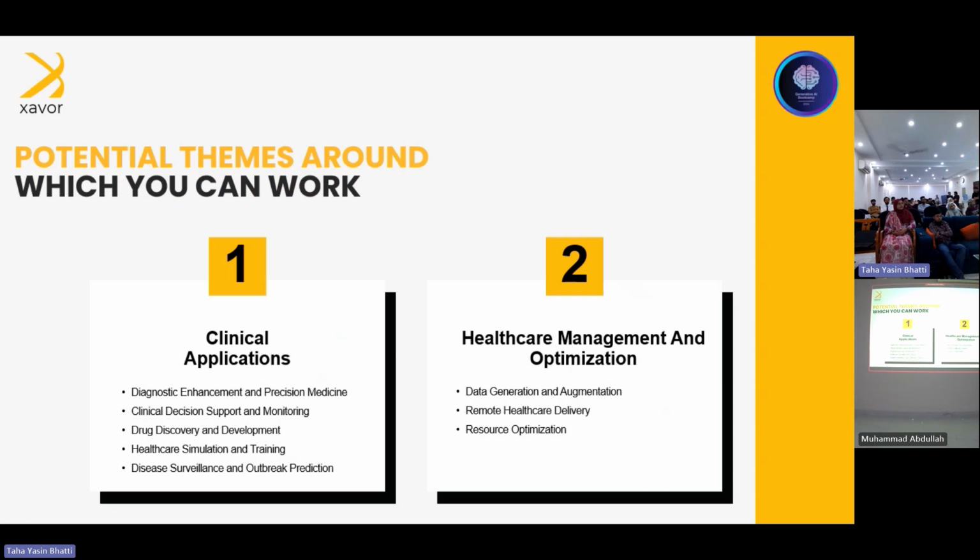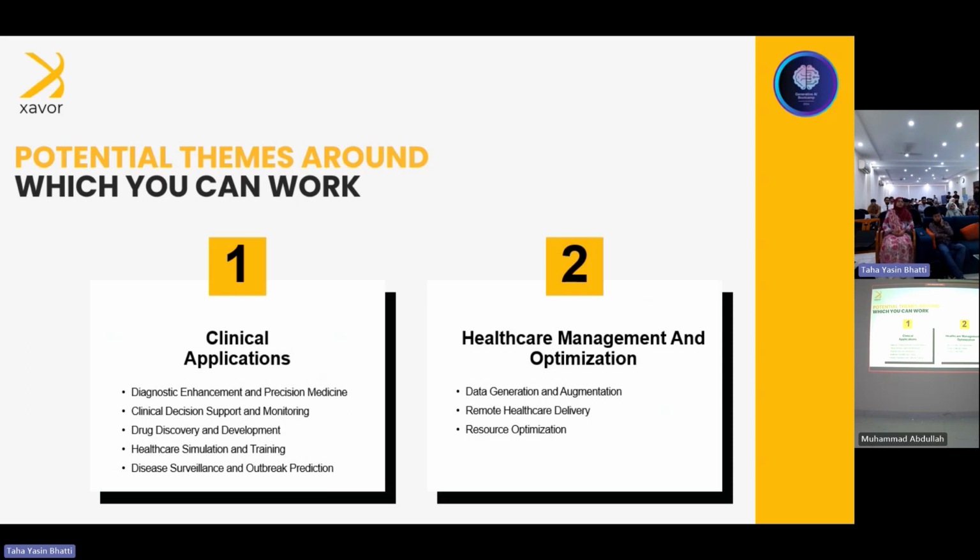Okay, so for your understanding, I have compiled some of the themes which you can use around your thinking, where you will be assessing some of the problems. These are the clinical applications where generative AI is playing its role, and we have the potential to find some of the problems and identification. For instance, diagnostics. The diagnostic area is the most important one, which is in demand right now. Clinical decision support and monitoring, drug discovery and development. We have some of the pharmacists here as well, so it's for them. Healthcare simulation and training, and disease surveillance and outbreak prevention.